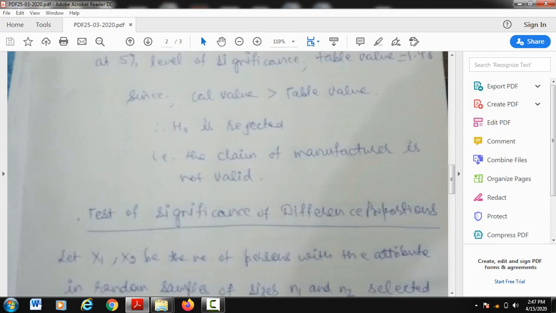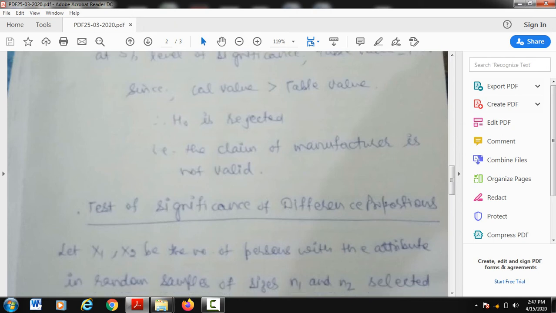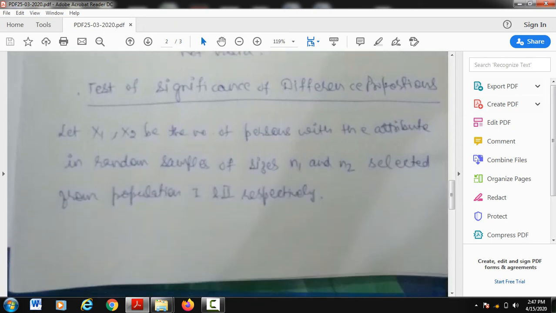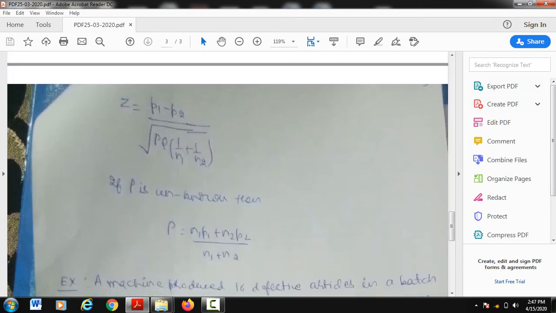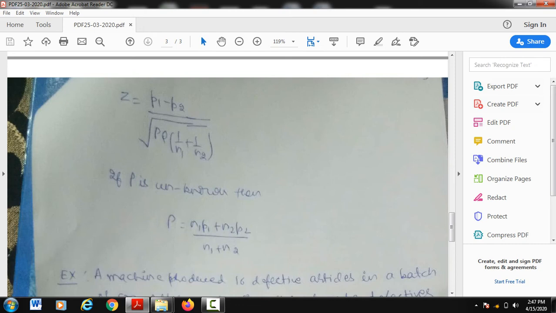Okay. Let us discuss one more application of the Z test, which is the last application that I am going to discuss: test of significance of difference of proportions. Let x1 and x2 be the number of persons with the attribute in random samples of sizes n1 and n2 selected from populations 1 and 2. They are denoted by x1, x2 and have sizes n1 and n2 respectively. The Z statistic in this case is p1 minus p2 over under root PQ times 1 upon n1 plus 1 upon n2, where capital P is unknown.